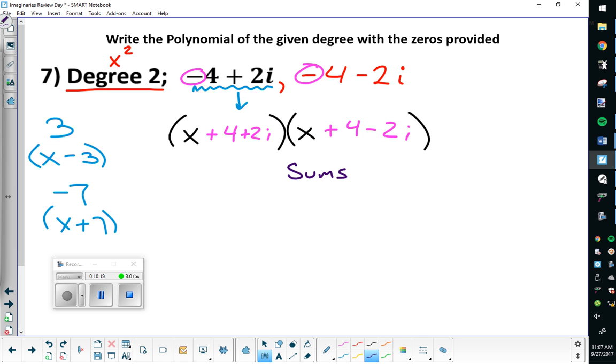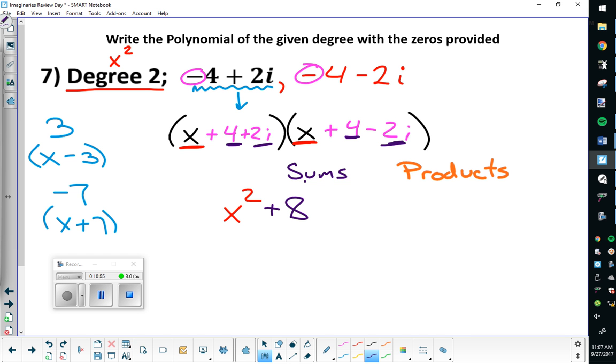Sums and products. That tells you how to do the problem. You got to figure out the sums and you got to do the products. Remember, it's kind of the shortcut to foiling. You always start off with x squared because you're going to take x times x. That gets you x squared. Then we're doing sums. Mary, what are we going to add together if we're doing sum? The 4 and the 4. She's going to add the real thing, so that gets me what? 8. And then you could also take 2i and negative 2i and add those together.